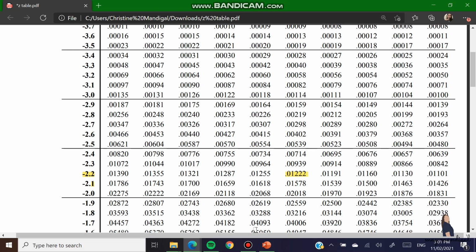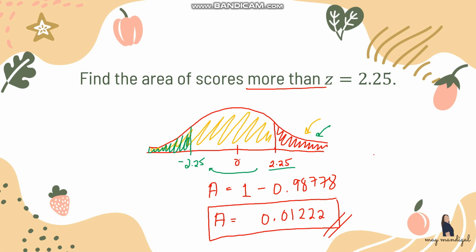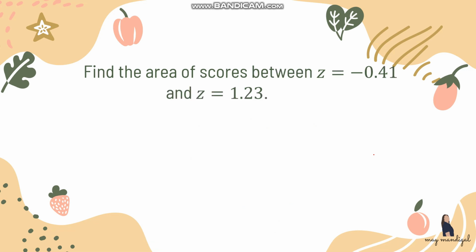So any of the two techniques you can use. You can just convert the given into its negative pair, or what you can do is you can get the area to the left of the positive z-score and then subtract it from 1. So that is what you will do if you're looking for the area of the scores more than the given z-score. So you have two choices.